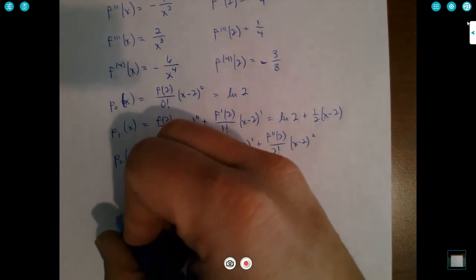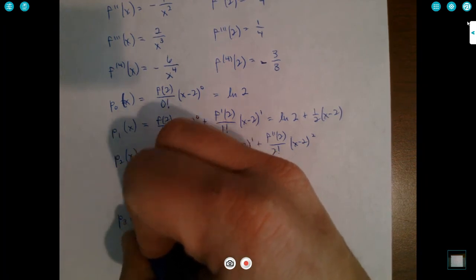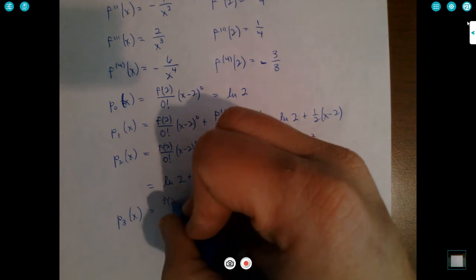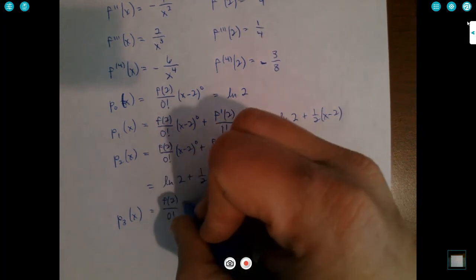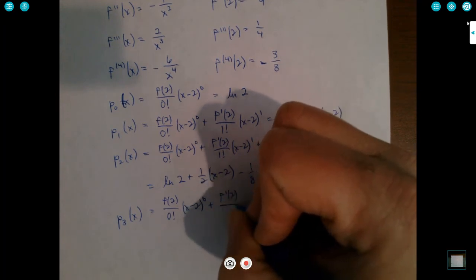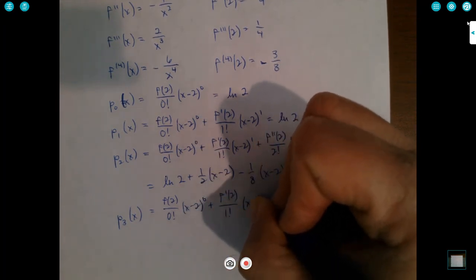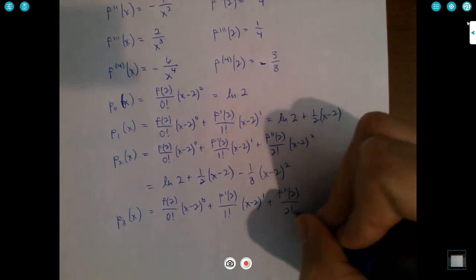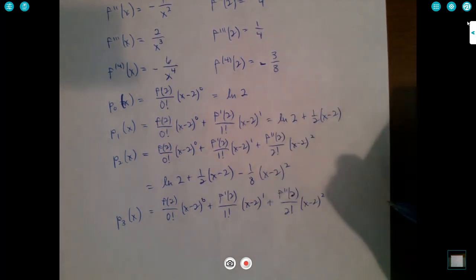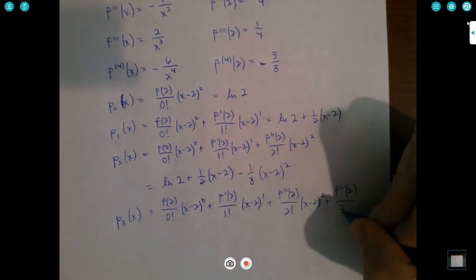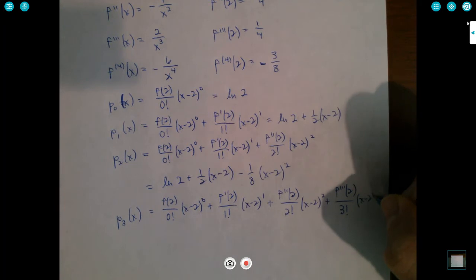Okay, P3 is f of 2 over 0 factorial times x minus 2 to the 0, plus f prime of 2 over 1 factorial times x minus 2 to the first, plus f double prime of 2 over 2 factorial times x minus 2 squared, plus f triple prime of 2 over 3 factorial times x minus 2 cubed.